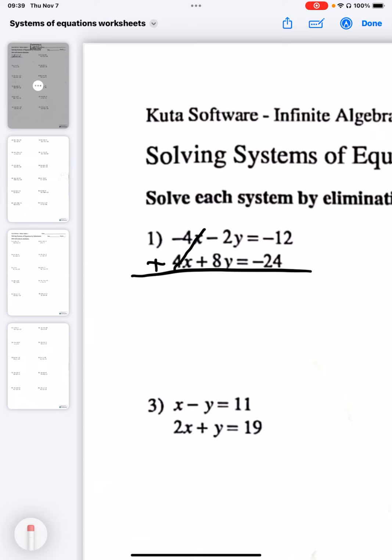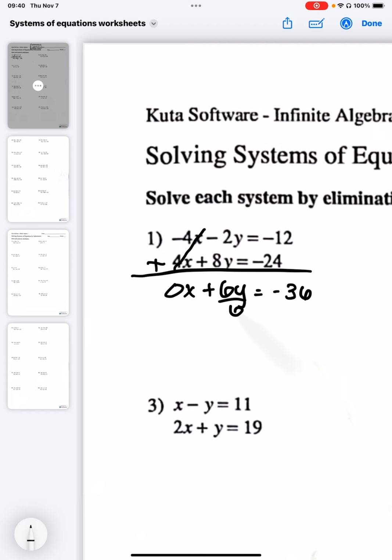Okay, so this negative 4x and the 4x cancel out. So we have 0x. And then negative 2y plus 8y is going to be equal to 6y. Negative 12 plus a negative 24 is going to be negative 36.